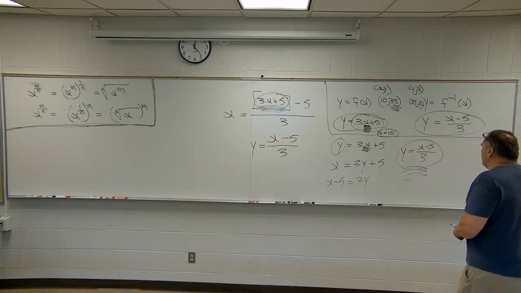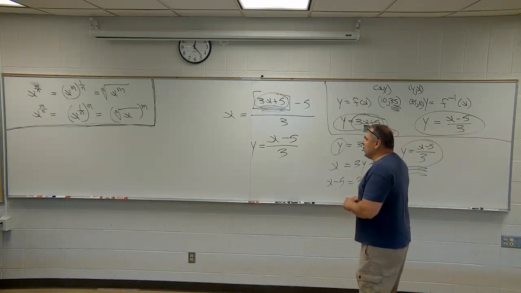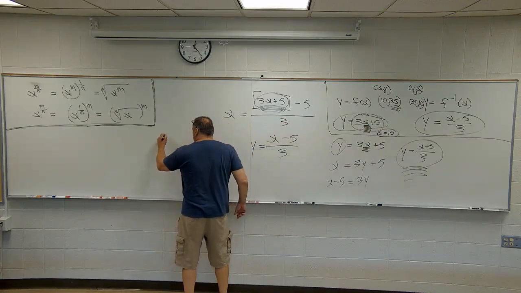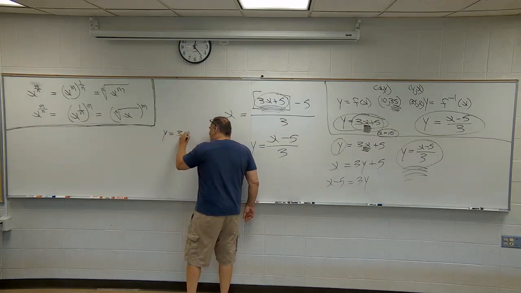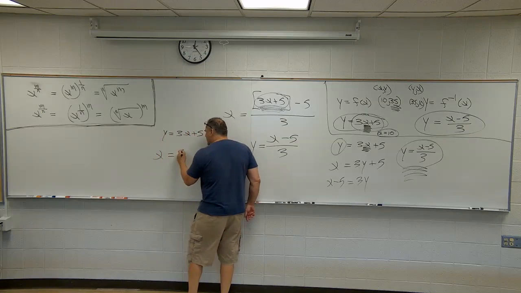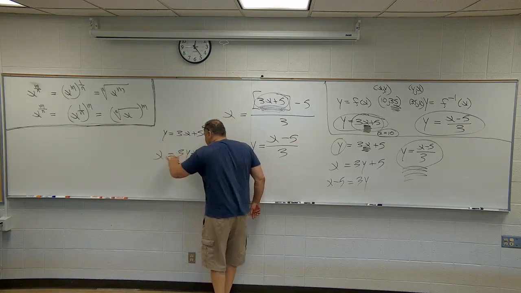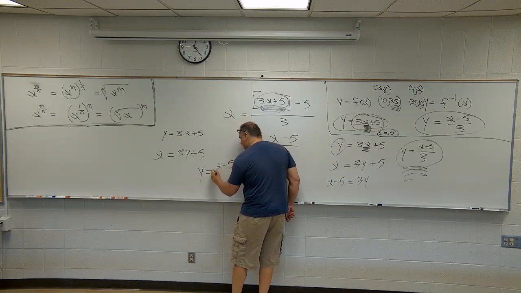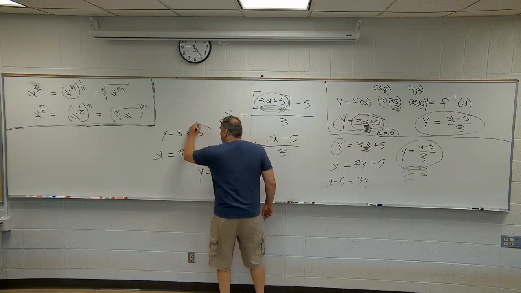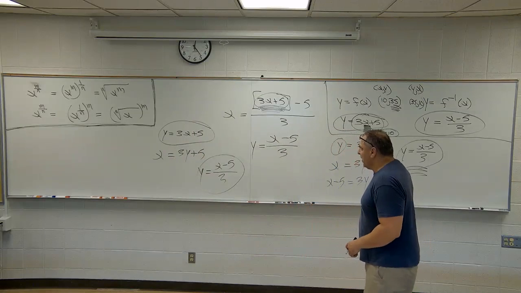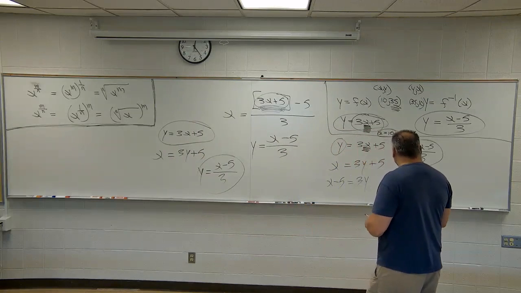Very important. So if ever they give you an inverse function, and whenever they give you a function, y equals 3x plus 5, wherever you see a y, put an x. Wherever you see an x, put a y, and then solve for y. In this case, we found that this, this, and this are inverse functions of one another.